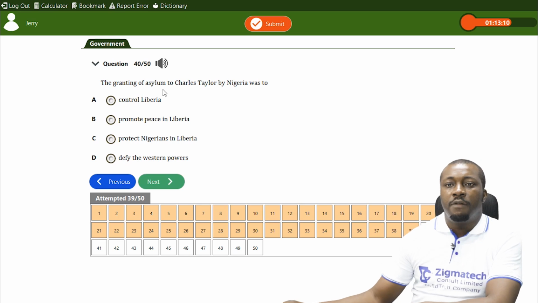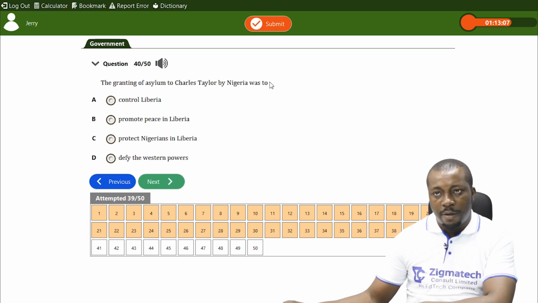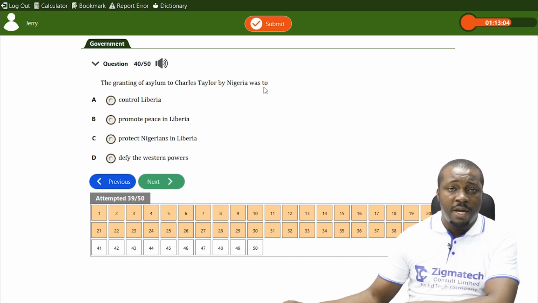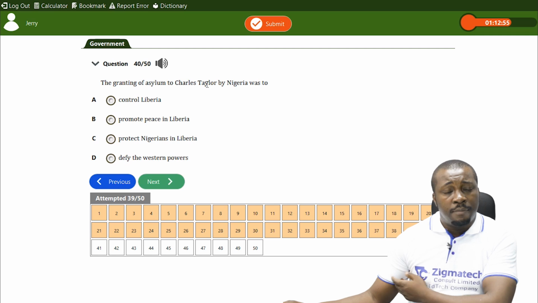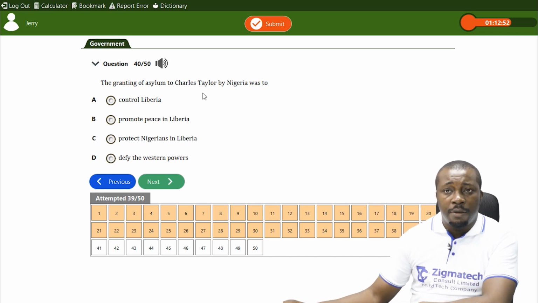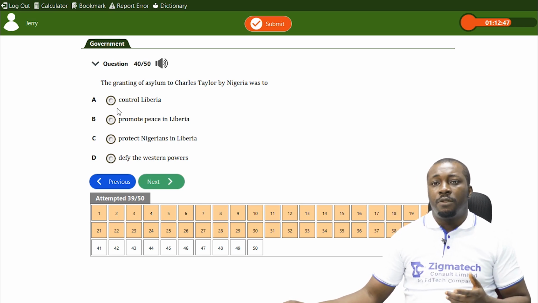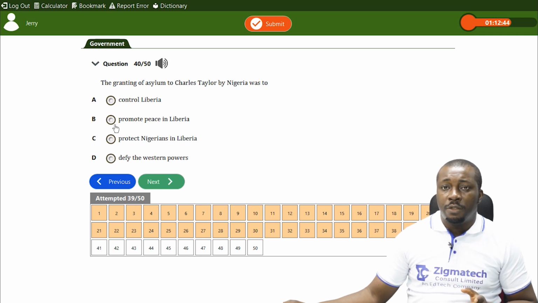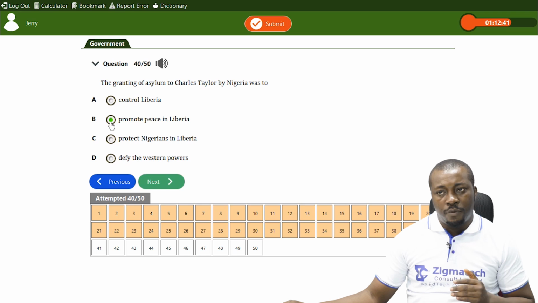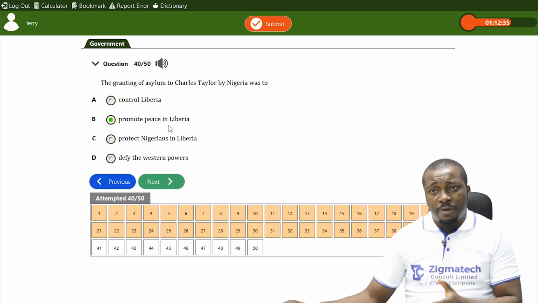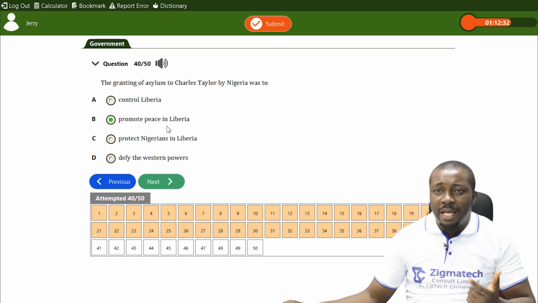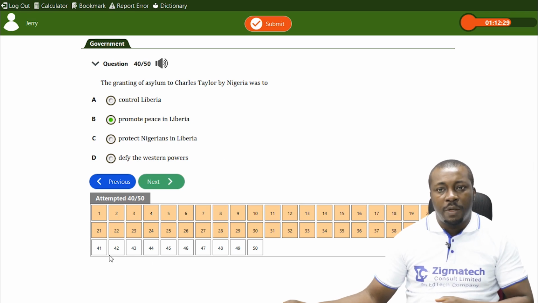Now, the granting of asylum to Charles Taylor by Nigeria was in 2003 under President Obasanjo, when there was a civil war in Liberia, and the president of Liberia, Charles Taylor, came to Nigeria to seek protection. Nigeria granted that asylum. Is it to control Liberia? No. Is it to promote peace in Liberia? Yes, it's to promote peace because there was also a revolt against the president. So to maintain peace, to avoid killing the president, which could escalate the conflict, Nigeria had to protect the man.